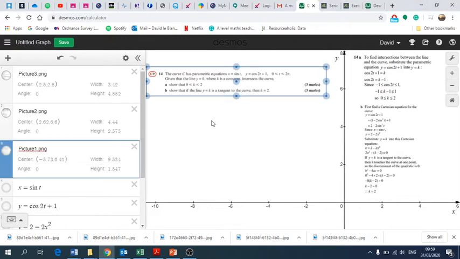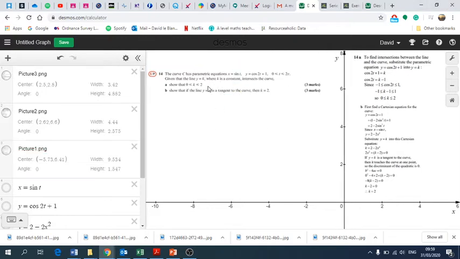If we read it out, the curve C has parametric equations x equals sine t, y equals cos 2t plus 1, t is between 0 and 2 pi, and we're given that the line y equals k, where k is constant, intersects the curve. And what we're asked to begin with is to show that k is between 0 and 2.